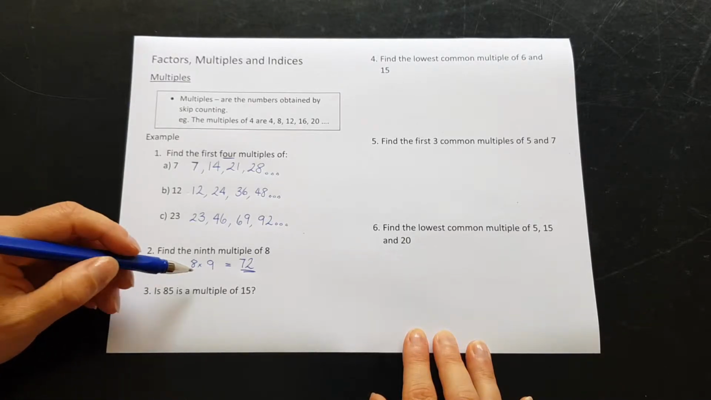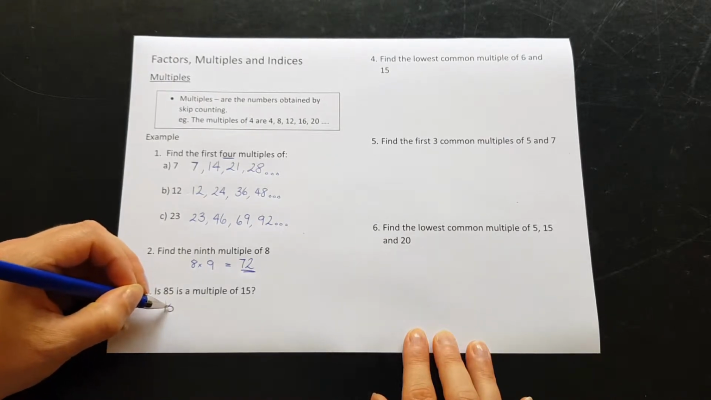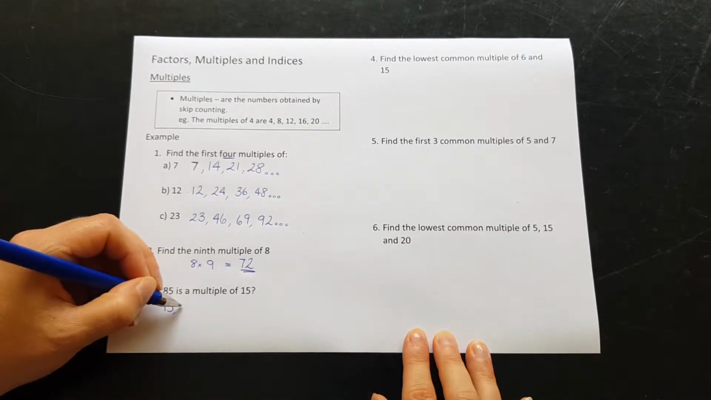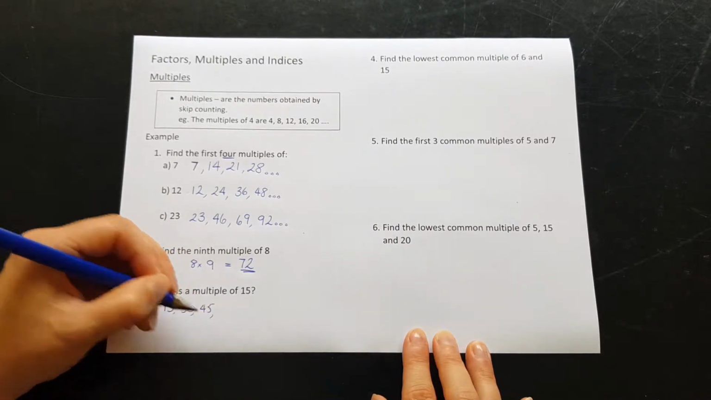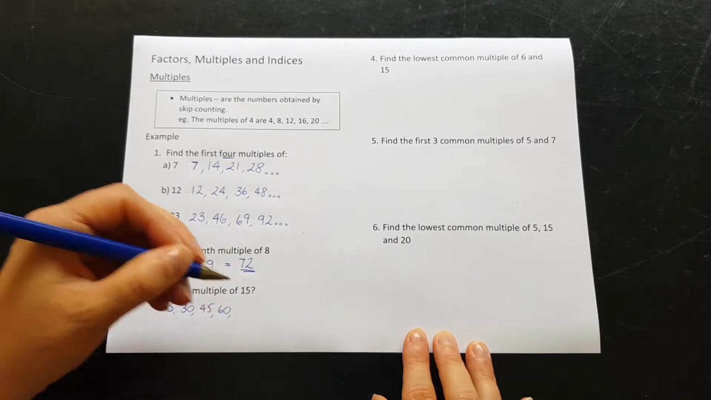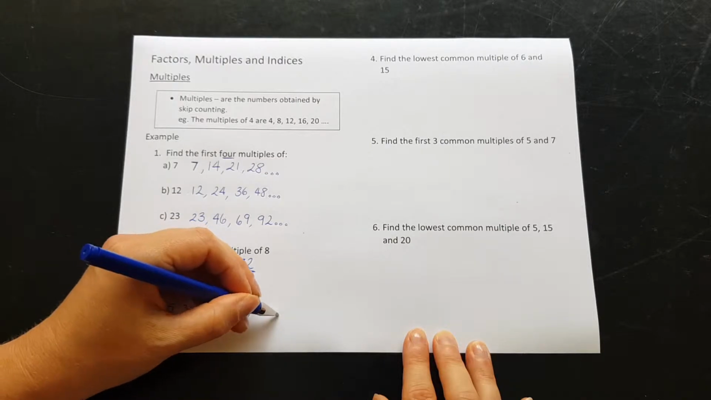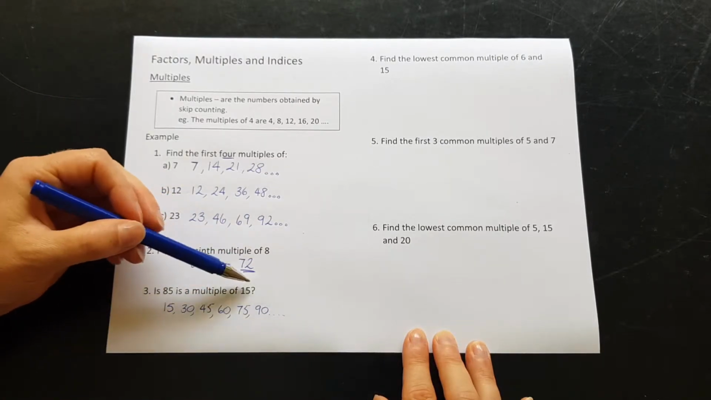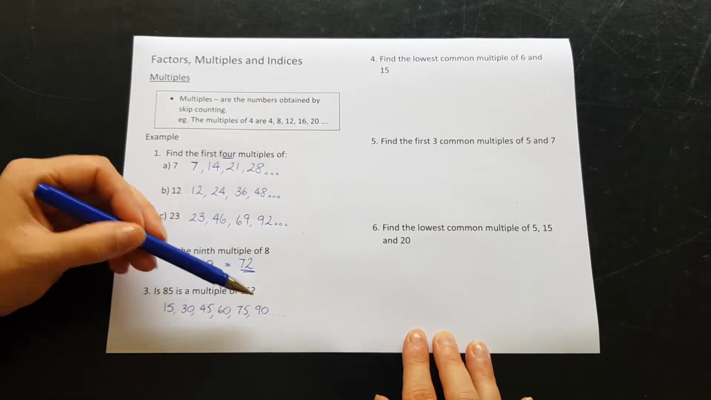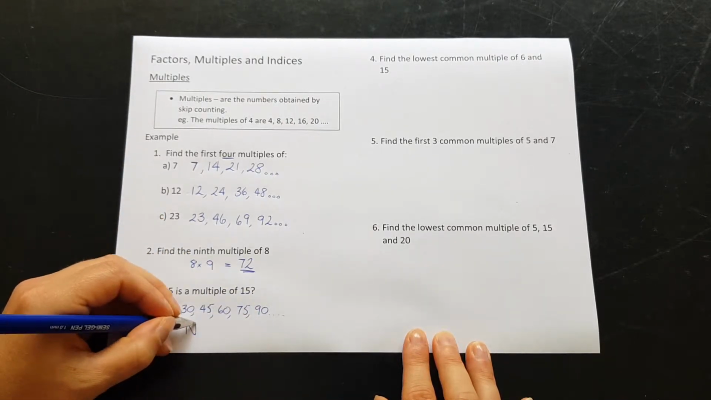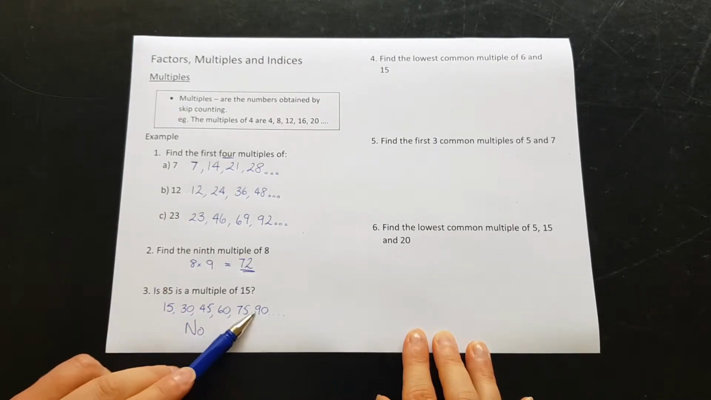Is 85 a multiple of 15? Well, we would need to know what our 15 times tables are for that. So 15, 30, if I list my multiples, 45 would be next, 60, 75, 90. Okay, there are all my 15 times tables, and you can see that 85 would be between these two. So no, it is not a multiple. Okay, it's not one of these numbers, it's in between.